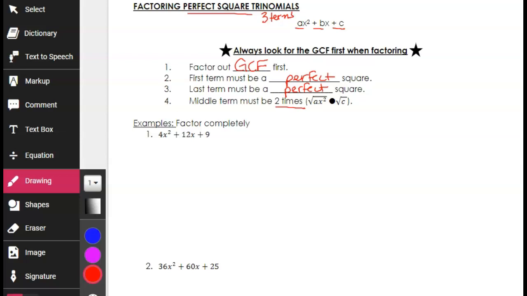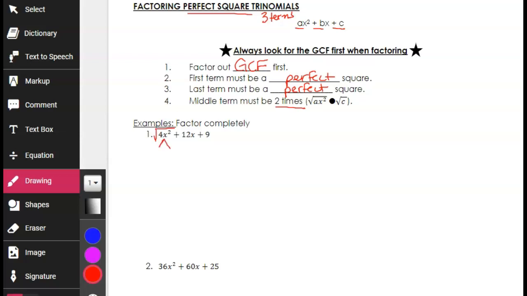So example 1, there's no GCF. I can't divide 4 and 12 and 9 by anything for all 3 of them. So I'm going to skip to step 2. Step 2 is to determine if your first term is a perfect square. So can you square root 4 and x squared?